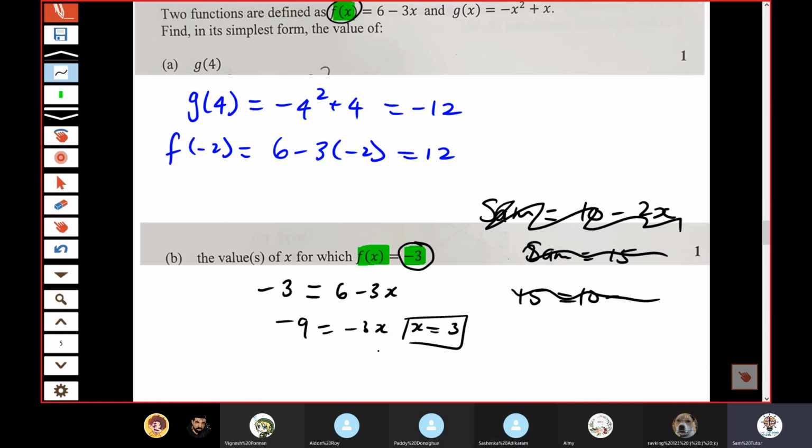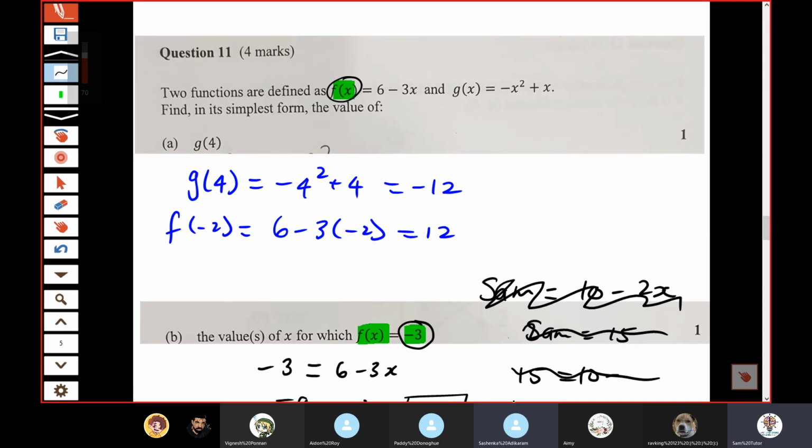Yes, for g of 4, isn't negative 4 squared positive 16? Good point. But doesn't this one actually say negative x squared? Oh, okay. Wait, are you sure you get the difference? Yeah, because this one is telling you whatever the x is, you're going to square it, and then you're going to put a negative in front of it.